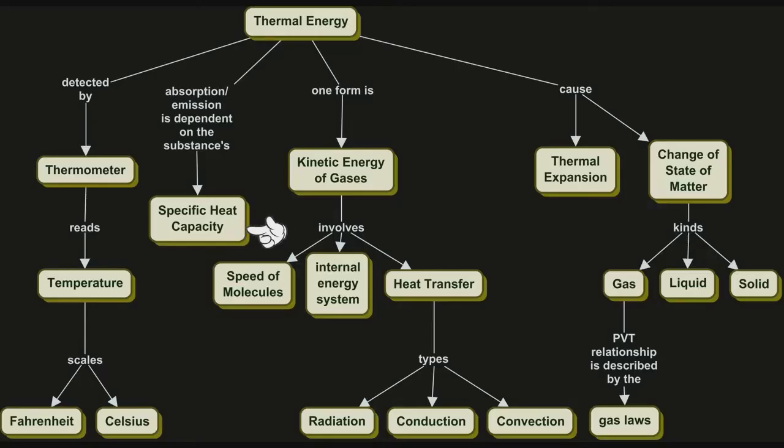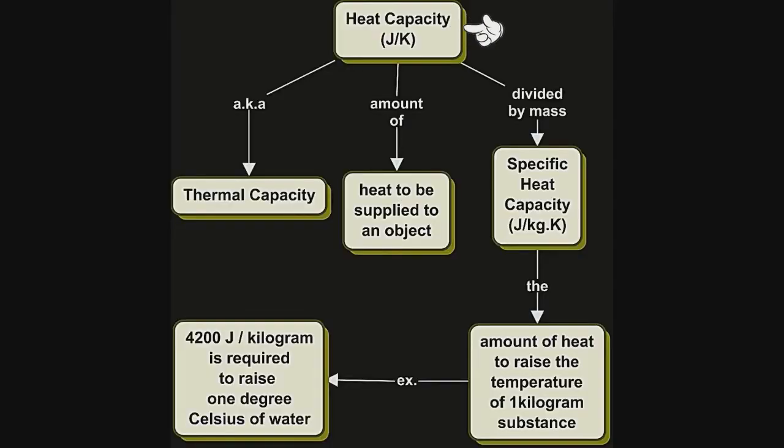Going back to thermal energy. Thermal energy can be absorbed or emitted by a substance, depending on the substance's heat capacity. Heat capacity is given by the unit joule per Kelvin. Another name for heat capacity is thermal capacity.